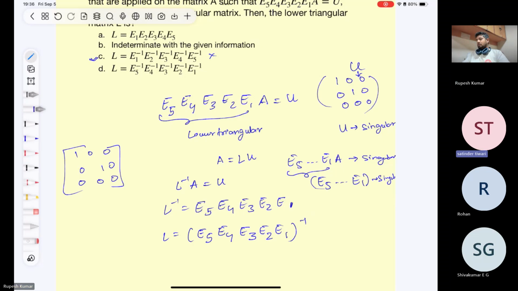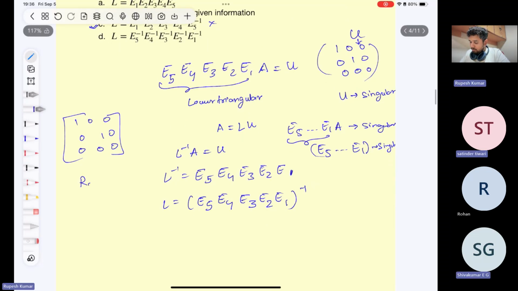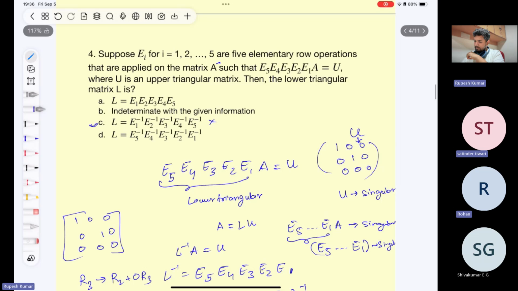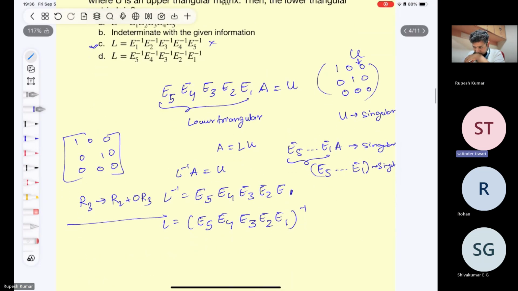You can think of it like this: R3 equals R2 plus 0 R3, something like this. Instead of taking this all together, we can take them one by one, we can take the inverse one by one.